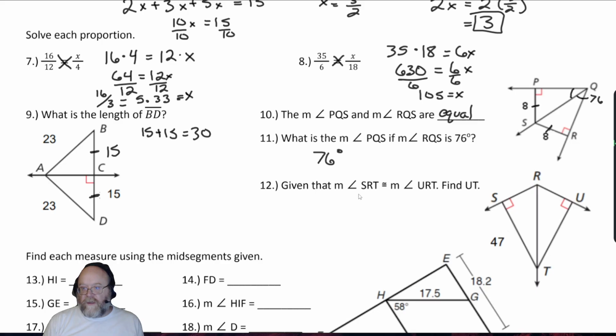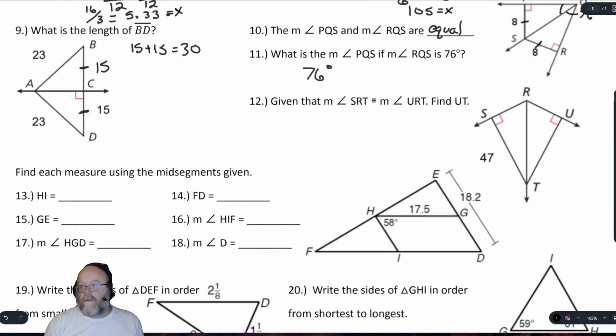Okay, given that the measurement of SRT, so we're over here now. This is also an angle bisector. Given that the measure of SRT is equal to the measure of URT, the angles are congruent. Find UT. Well, it's equidistant, so these are congruent. Look, AAS. We have this side as well. We know these are congruent triangles. Anyways, stuff's equal, so 47.